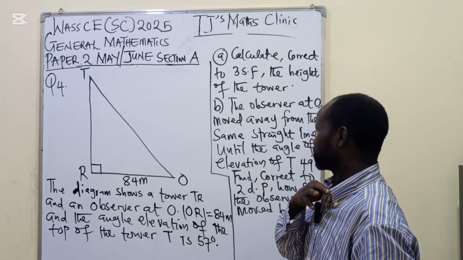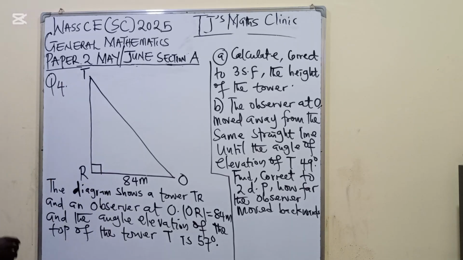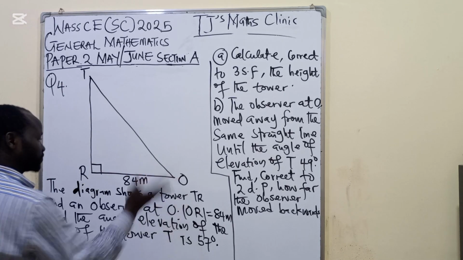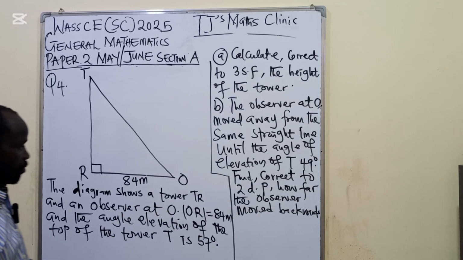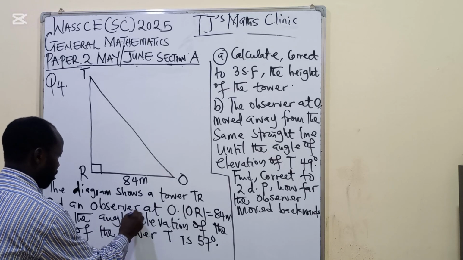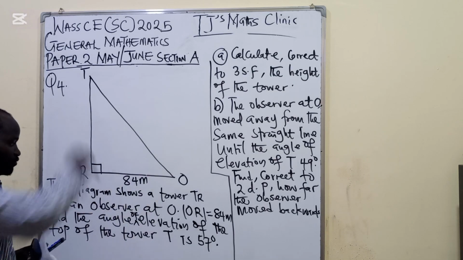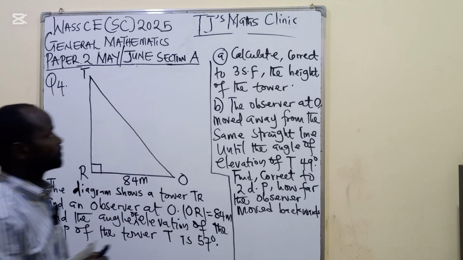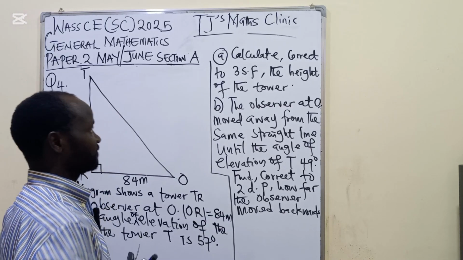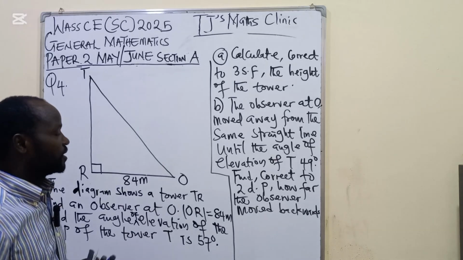The diagram shows a tower TR. We have a diagram here where TR is a tower. An observer at O, given that length OR is 84 meters and the angle of elevation of the top of the tower T is 57 degrees. We are asked to calculate, correct to three significant figures, the height of the tower. What would be the height of the tower?